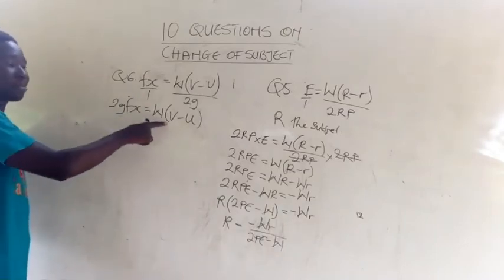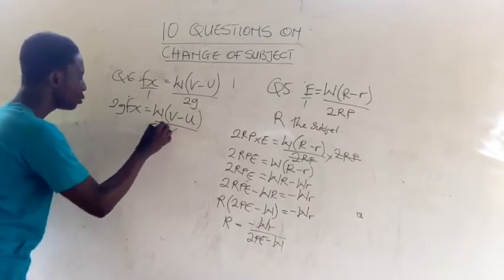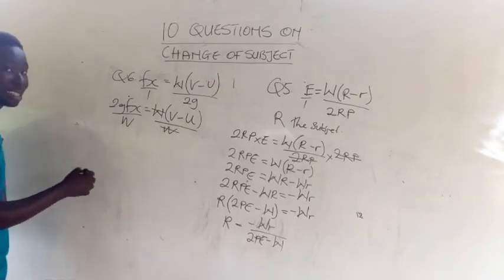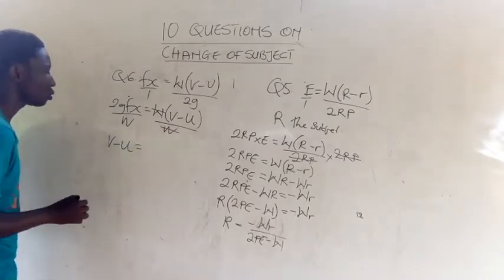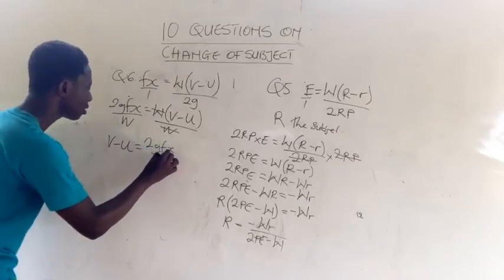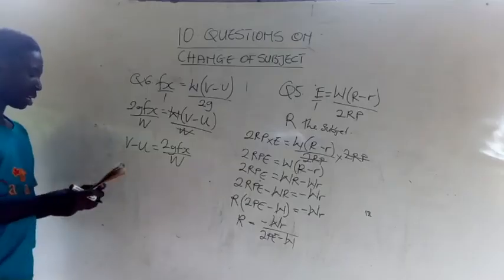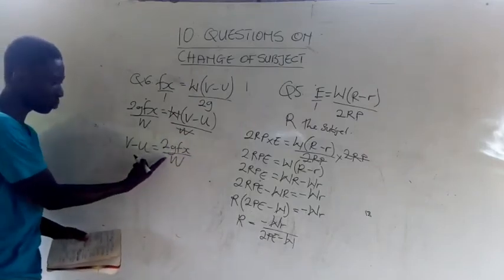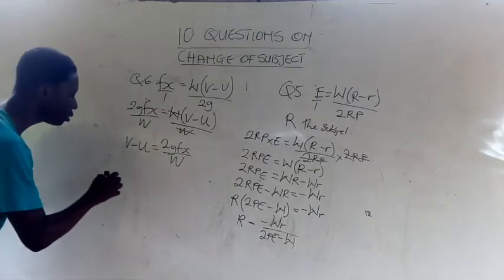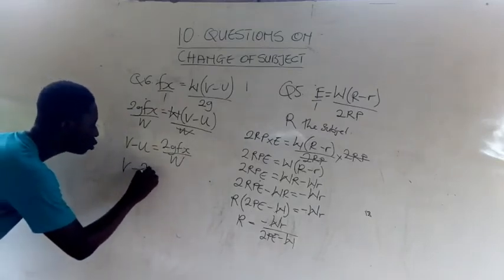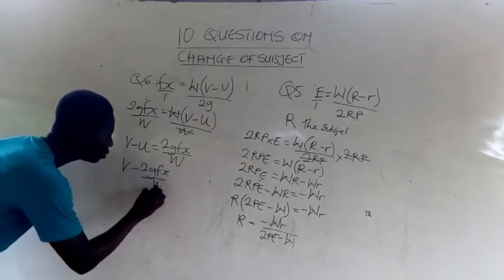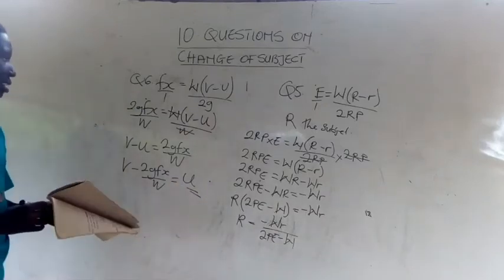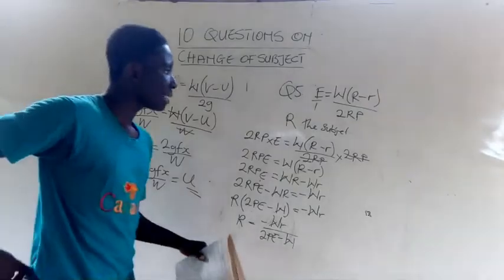So here we expand this bracket. No, we can expand, but we can also divide by w. So when we cancel out this, I'm going to get it in a simpler term. v minus u is equal to 2gfx all over w. And we are asked to make u the subject. So let's transpose this to the other side and also bring this to this side. So what we do, we are going to get v minus 2gfx all over w is equal to u. And that will be all for question number 6. So let's move on to question number 7. I'm cleaning this side.